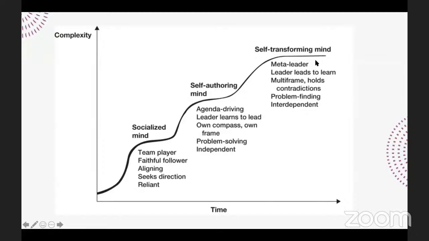And that is characterized by being a meta leader, someone who has a big picture vision, who is multi-perspective, who has many contradictions, who can be problem finding, also problem solving, and interdependent, right? And we need more people in the self-transforming mind at the leadership stage.